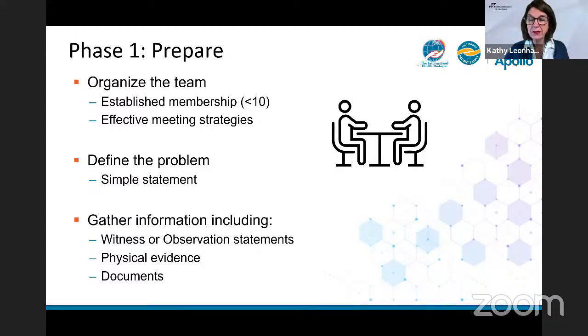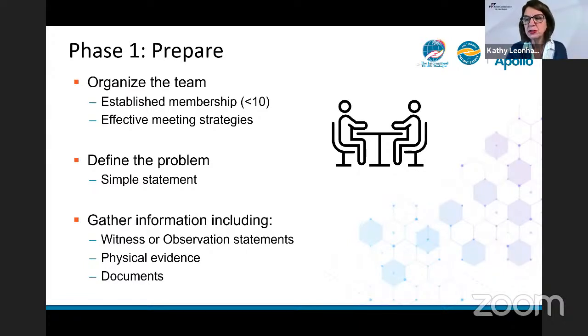And then gather information. You may interview some of the staff involved in the event. In our case study, maybe the nurses in the clinic, the physician involved with administering the chemo. You may collect some evidence, maybe some materials or equipment that were used, or review some documents, medical records, policies and procedures, things that will help you better understand what happened so that eventually we'll get to why.